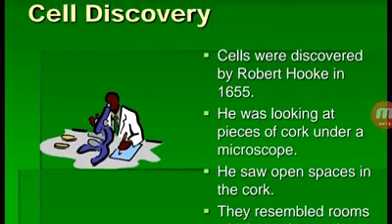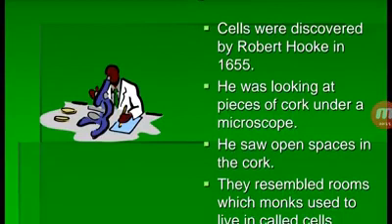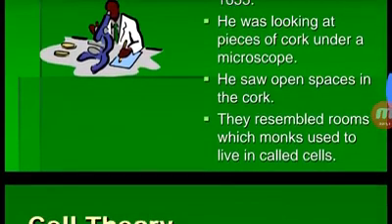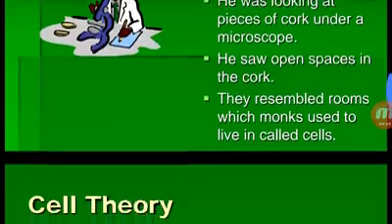Cell discovery. It was discovered by Robert Hooke in 1655. At that time, he was looking at a piece of cork under a microscope. He saw open spaces in the cork that resembled rooms which monks used to live in, called cells. That's where the name cells comes from.